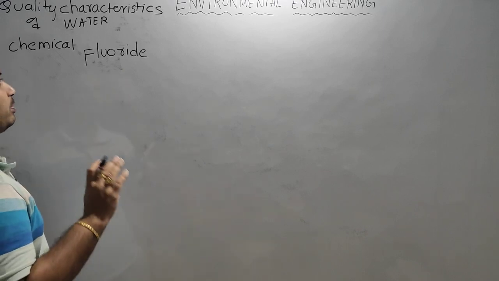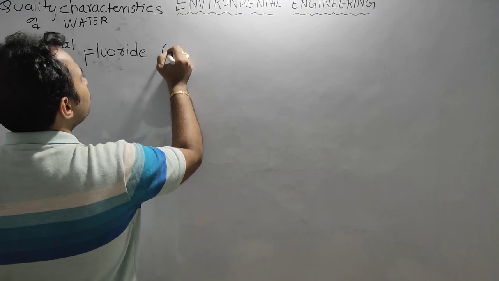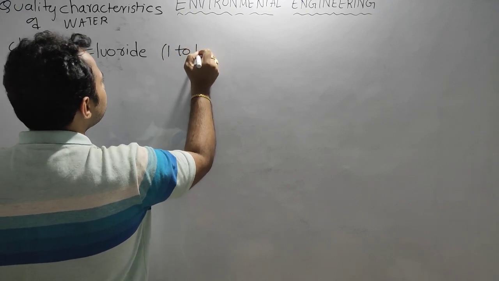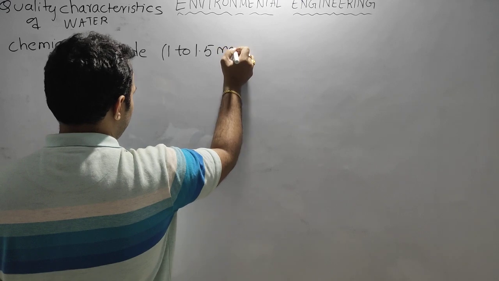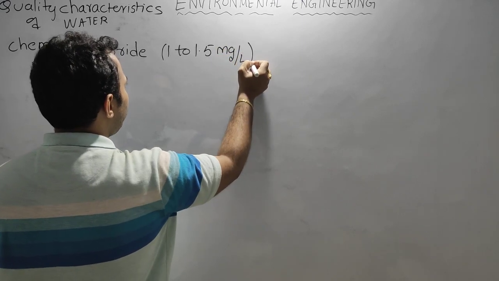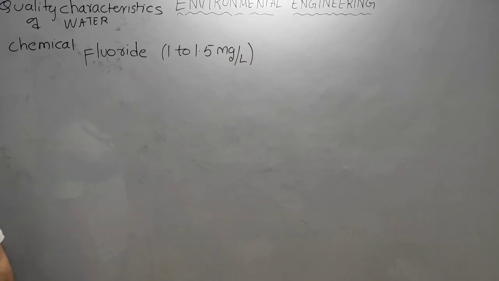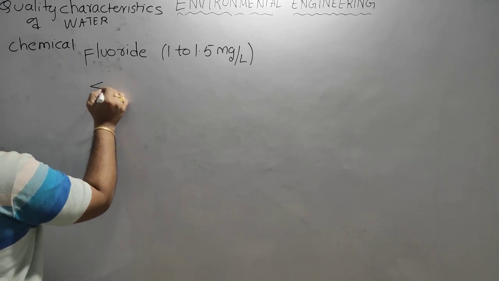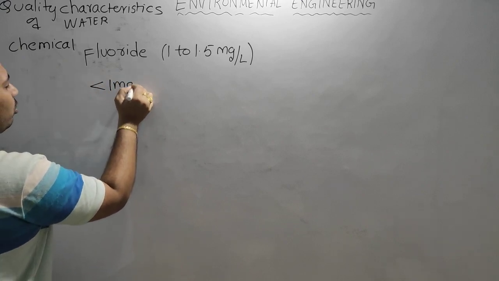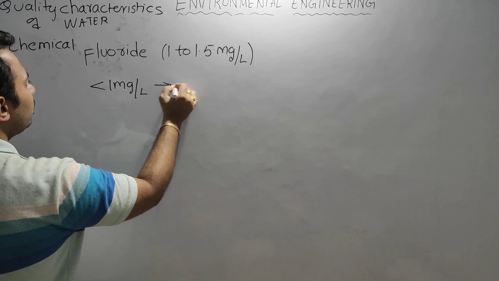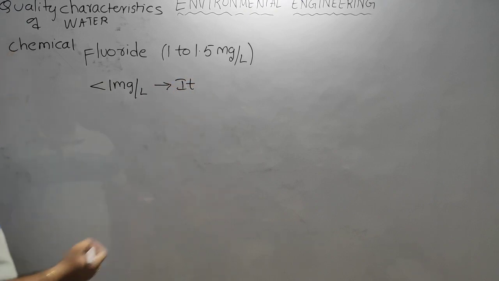The limit specified for fluoride is 1 to 1.5 mg per liter. This is the limit of fluorine as fluorides. If it is less than 1 mg per liter, then it causes dental cavities.